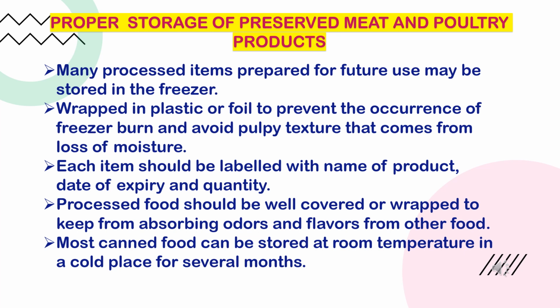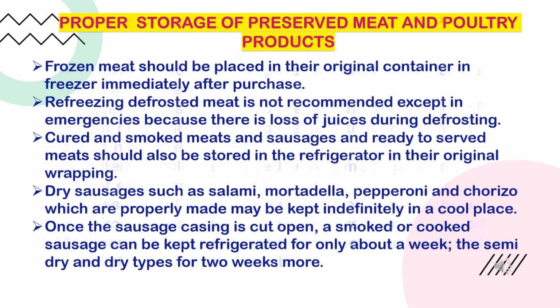Most canned food can be stored at room temperature in a cold place for several months. Frozen meat should be placed in its original container in the freezer immediately after purchase. Refreezing defrosted meat is not recommended except in emergencies because there is loss of juices during defrosting. Cured and smoked meats and sausages and ready-to-serve meats should also be stored in the refrigerator in their original wrapping.